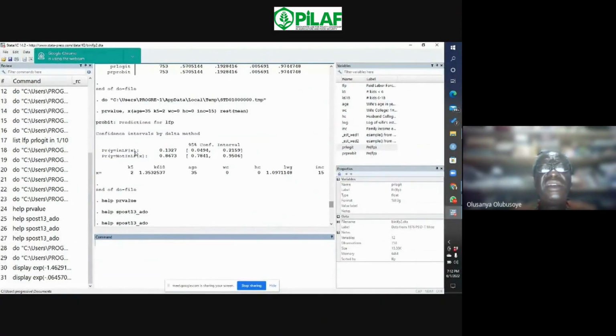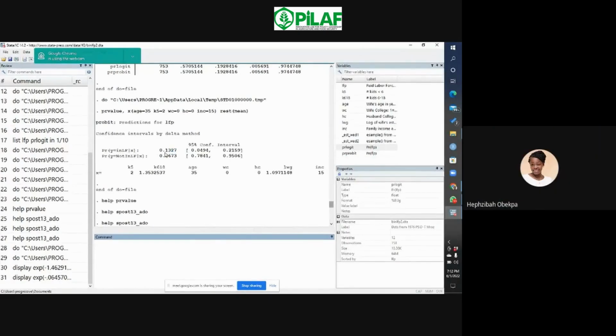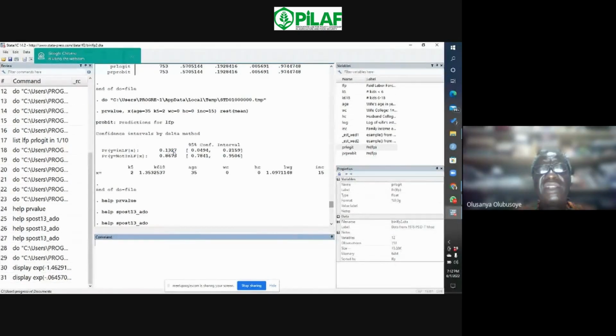I will go through the video again. No problem, Prof. When we computed the two, let me just quickly show you. So can you see the probability? The first one is the probability that the woman is in labor force. The probability is 0.1327, and this is the 95% confidence interval. Then the second one is the probability that the woman is not in labor force, conditional on the predictor variables. Ordinarily, the two of them should add up to 1. Is that okay?